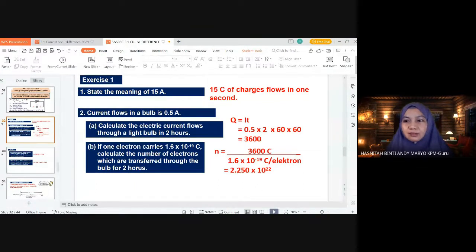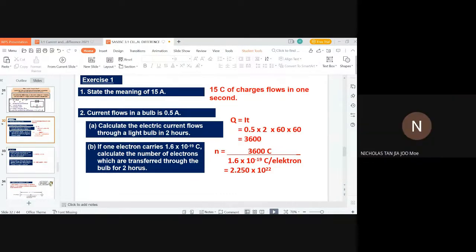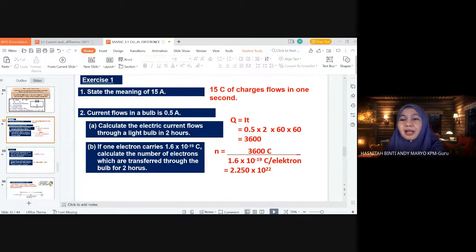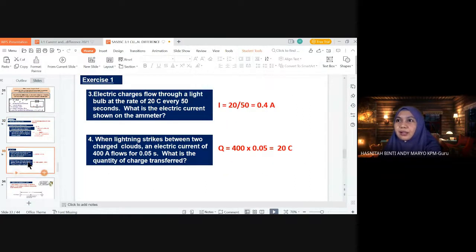Correct or not? Okay, so correct. So what is the unit for N? Does N have a unit? No, it has no unit, it's just a number. It means we have 2.25 times 10 power of 22 electrons passing through the bulb for 2 hours. Okay, we get through the next question.